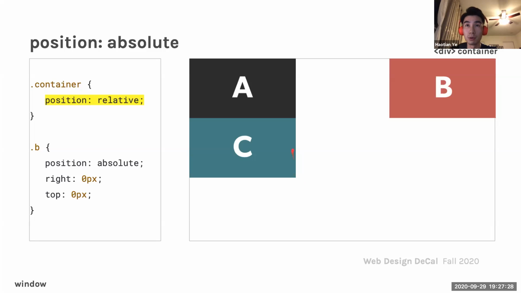And there's also an important note: when I said that absolute takes the element out of the normal flow of elements, you notice how C is now directly underneath A. It took the place of B because B was pulled out of the flow of elements, so it doesn't have any space to take up technically. So that's why C moved up and now it's under A. That's what it means to be pulled out of the normal flow of things.